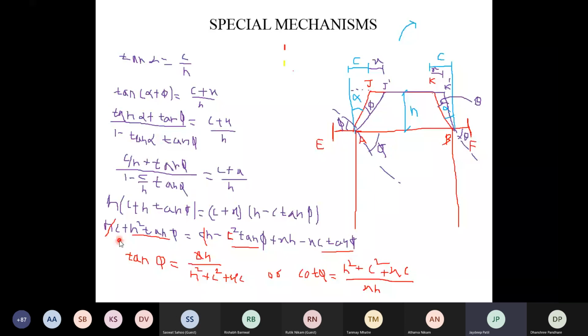Okay. From this equation you have to take down only tan phi terms towards the one side. Means take down to the left hand side. A plus will become, plus c square will become, plus xc will become. Okay. hc gets cancelled here because both are similar terms on both sides. And towards the right hand side you will get only one term left, xh. Means you will get tan phi is equal to xh upon h square plus c square plus xc. You have to find out cot phi, 1 upon tan phi. You will get here h square plus c square plus xc upon xh. Okay.